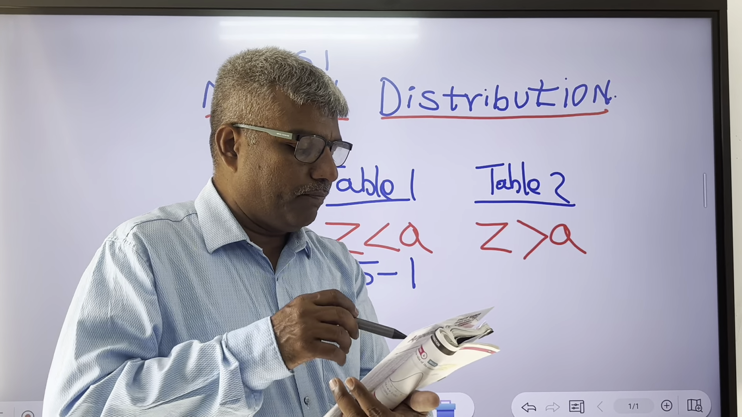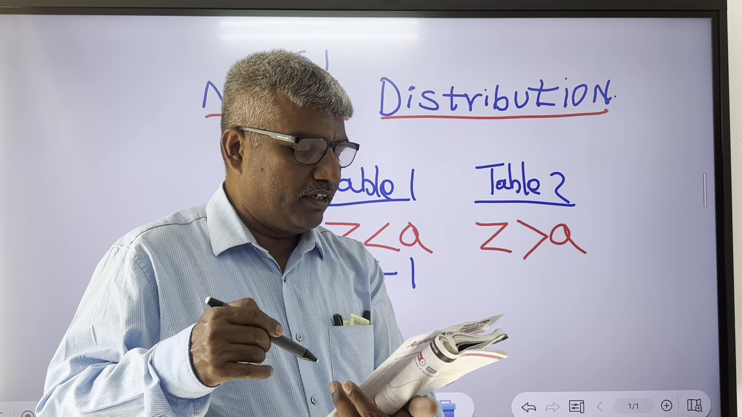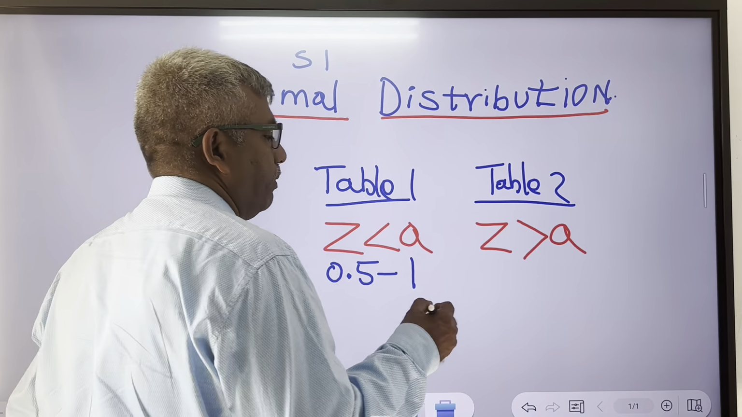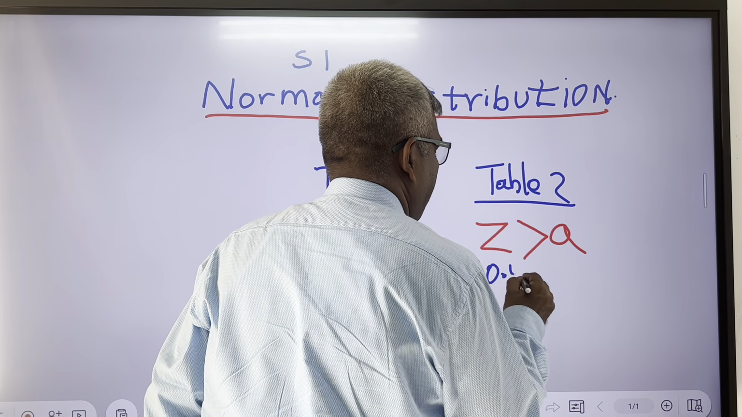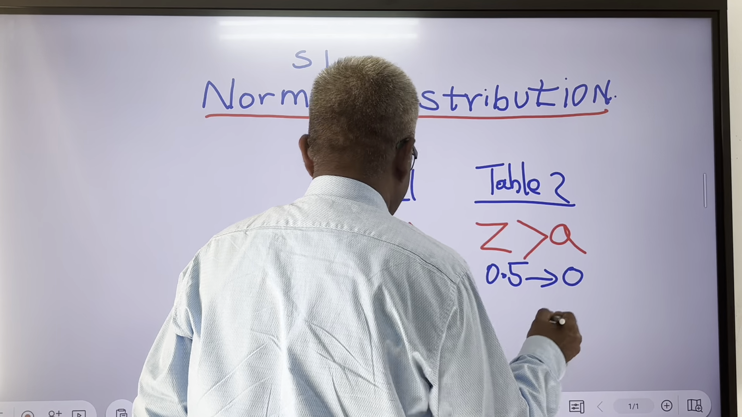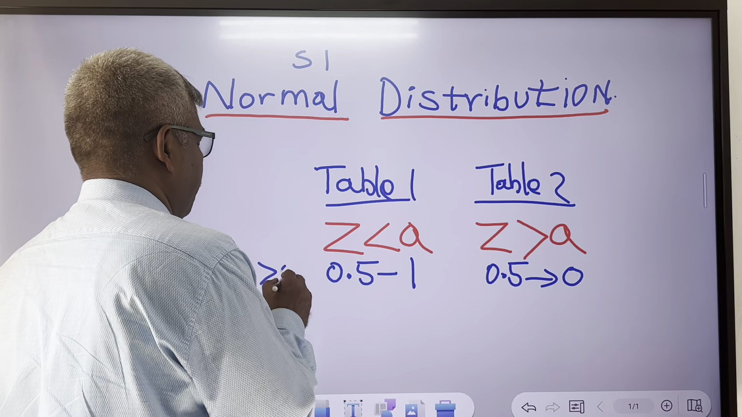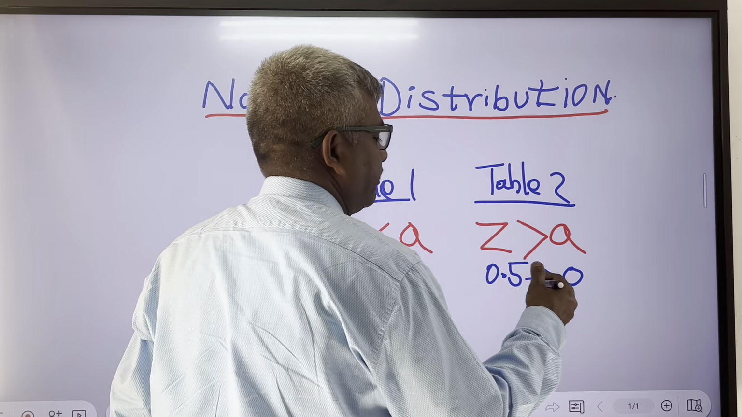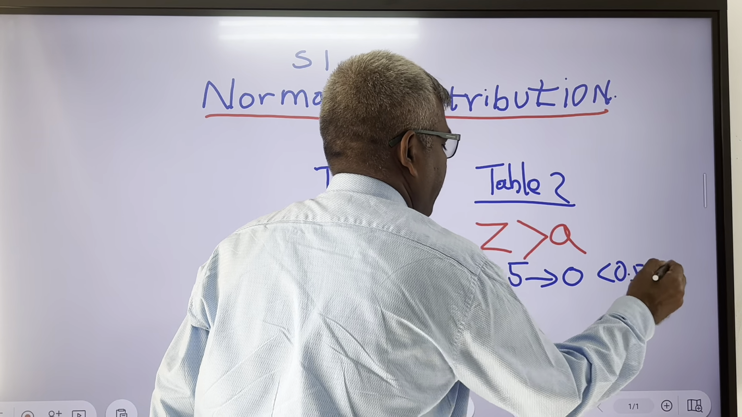Okay. 0.5, 0.4, 0.3, like that it is coming. So Table 1 is 0.520, that means it is greater than 0.5. Table 2 is less than 0.5.